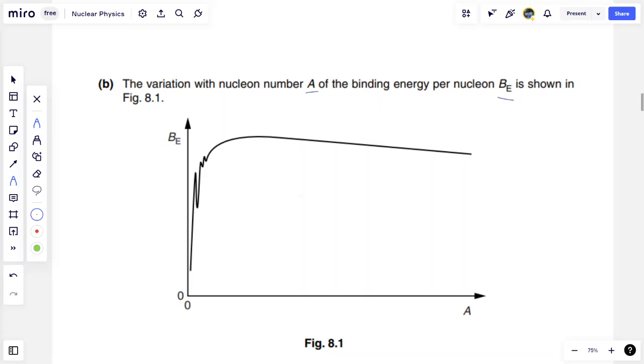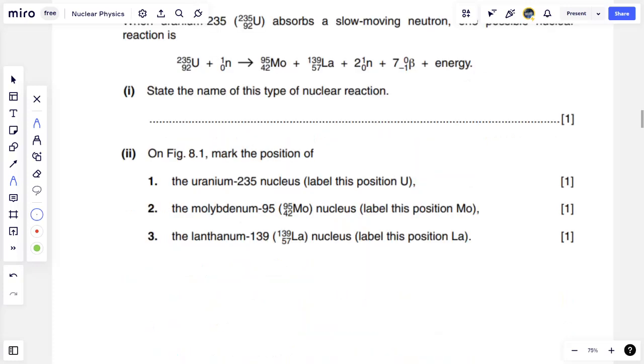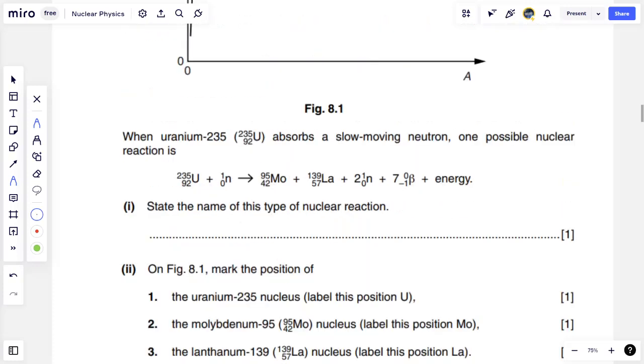And I am told rather, when uranium-235 absorbs a slow-moving neutron, one possible nuclear reaction is the following. So uranium-235, which is quite stable, in fact, is slapped with a neutron and becomes uranium-236, which is not as stable. How stable would you be if you were slapped with a neutron?